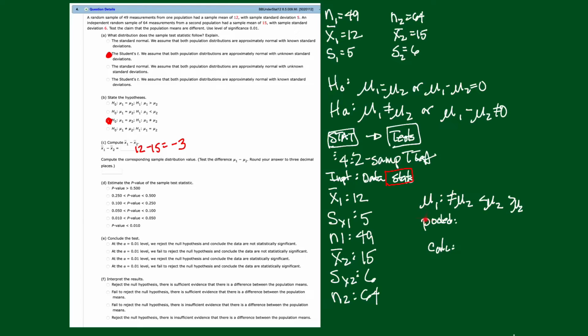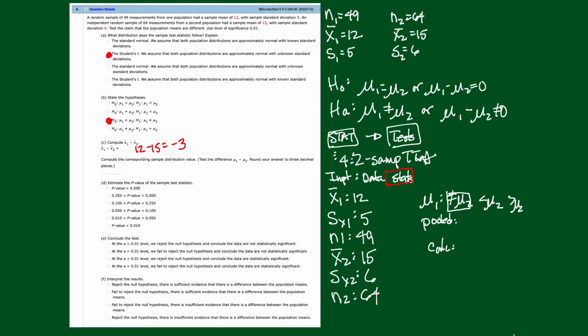And then what are we testing over here? What's our alternate hypothesis? We're testing that they're different, right? They're different. So we're testing this one here, that they're not equal. So run your cursor over here, choose not equal, press enter.